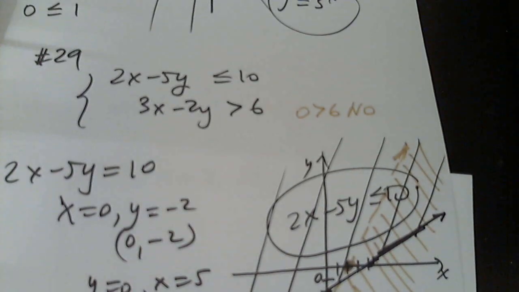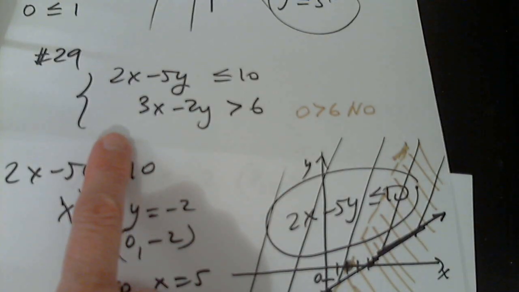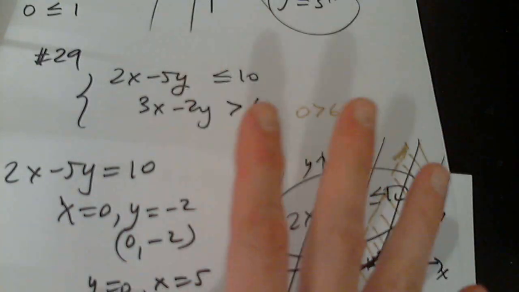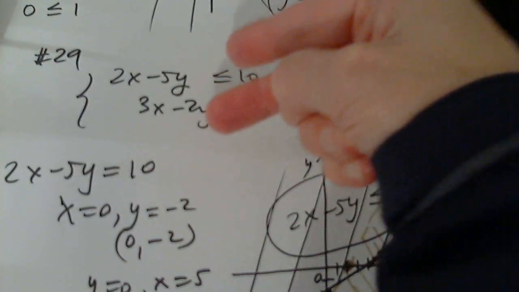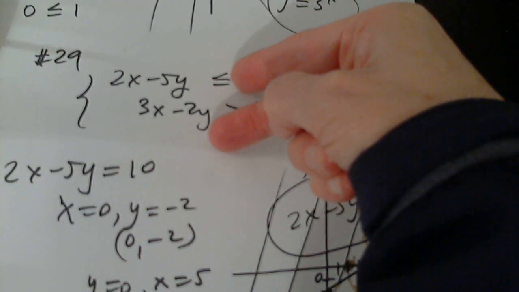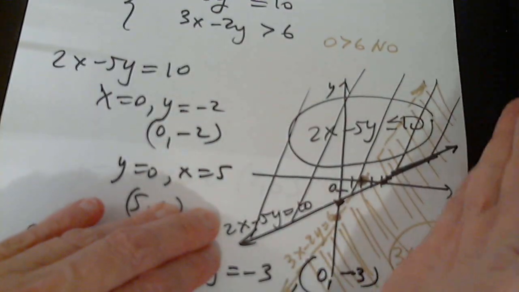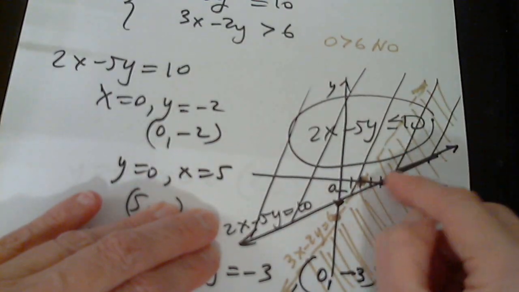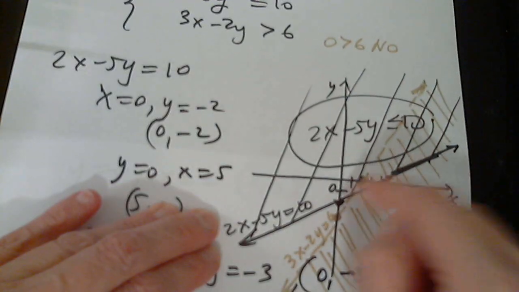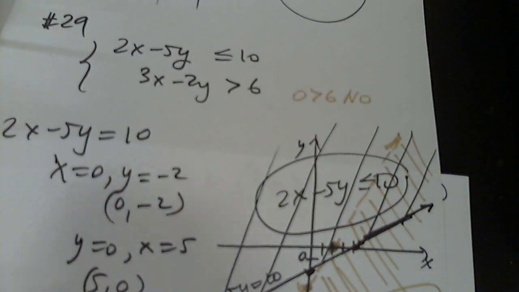And now because I want both conditions, it's a system. I want just the territory that solves both at the same time, not just one or the other. So now I see this is the one territory and this is the other territory. And I see this is the intersection. That's all I need. I only need this territory.